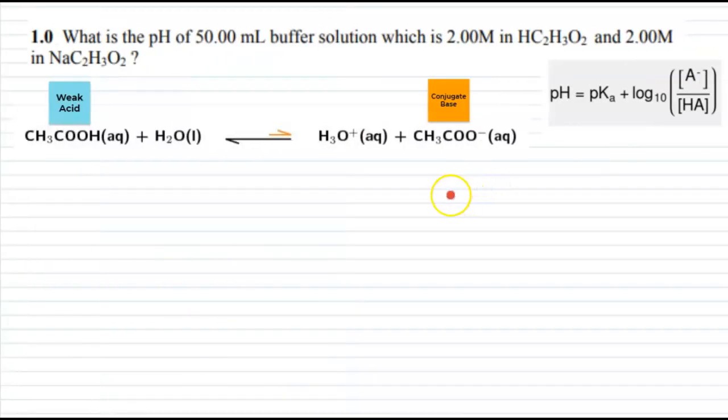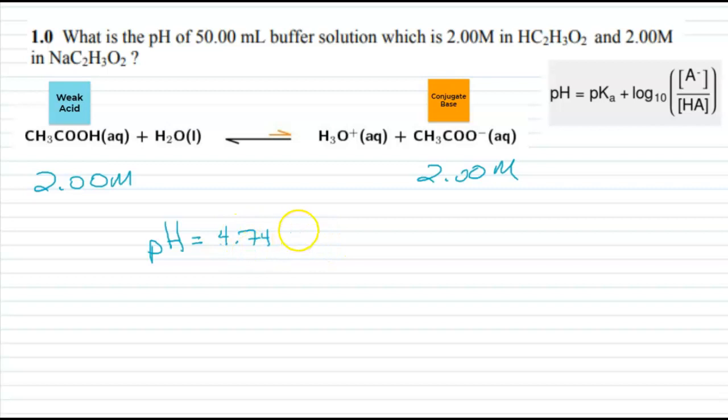Let's do a couple more examples. So this is an example using a 50 milliliter sample of my buffering solution. I've got a 2 molar concentration of my acetic acid, and I have a 2 molar concentration of my sodium acetate. So when I begin, I know that my acetic acid concentration is 2.0 molar, and I know that the anion concentration is also 2.0 molar. So when I put that into Henderson-Hasselbalch, pH is equal to my pKa of 4.74. That's in your data booklet, plus the log of 2.0 divided by 2.0. Well, 2.0 divided by 2.0 is 1, and the log of 1 is 0.